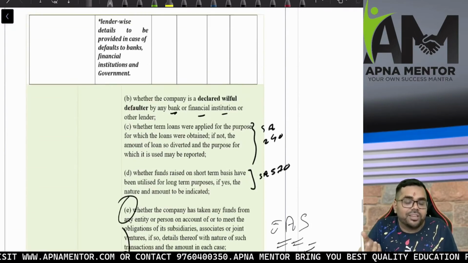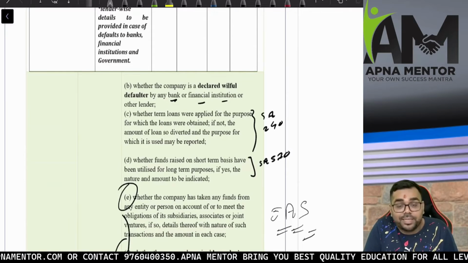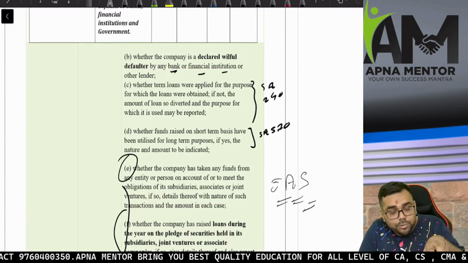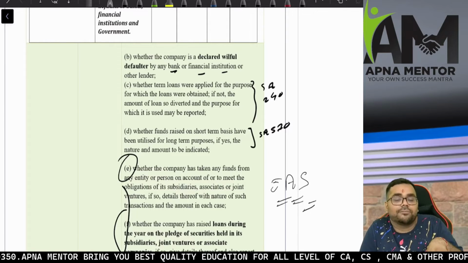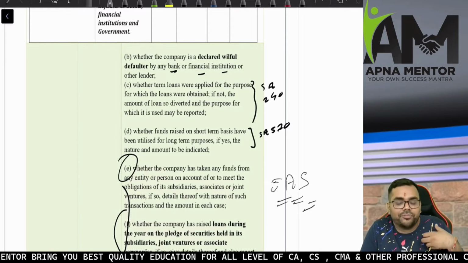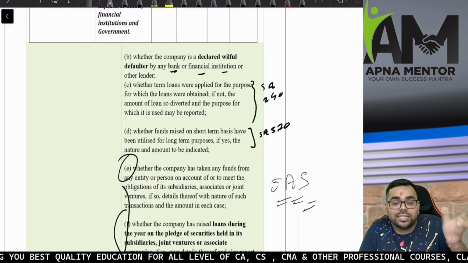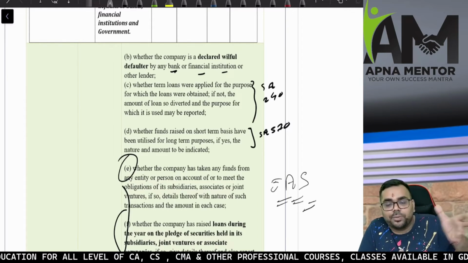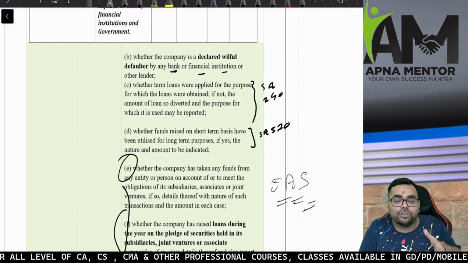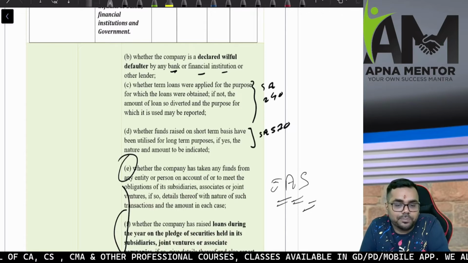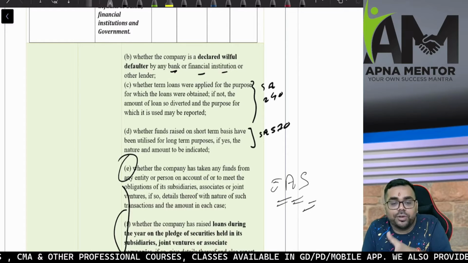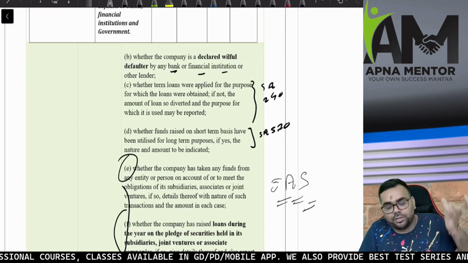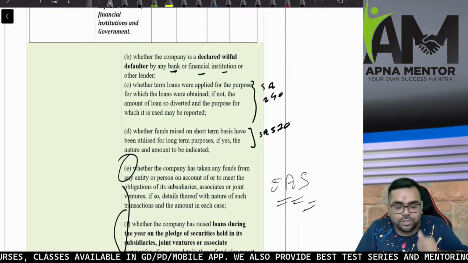Apart from that, if the company is being declared a willful defaulter by the bank or financial institution, that I have to report. Apart from that, regarding the term loans, I have to report. Regarding the short-term loans, I have to report. If the term loans are taken, whether they are used for the same purpose for which they were actually obtained, whether the funds are not diverted and used for some other purpose. If the funds are being raised for short term, whether they are not used for long term purposes, because that may actually impact the going concern of the entity. You raised funds on short term, but you are using it on a long term project. How will you repay the funds after the short term?